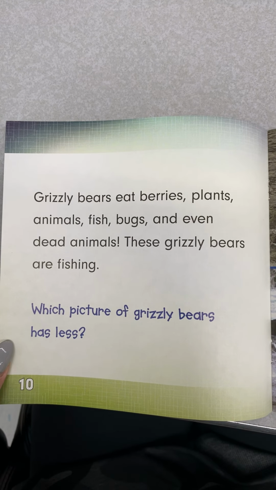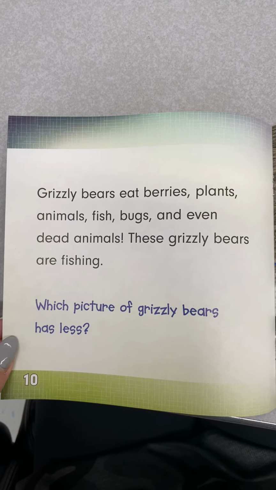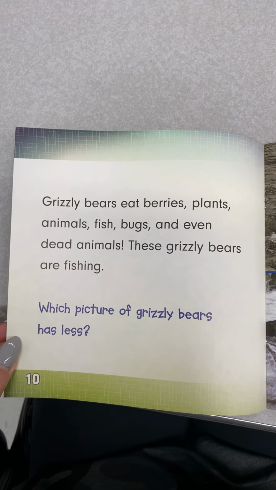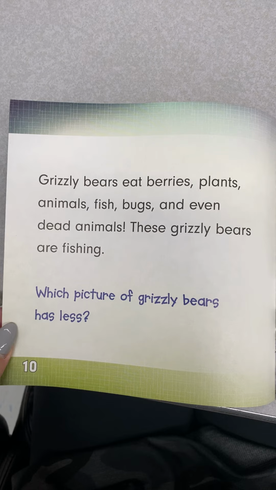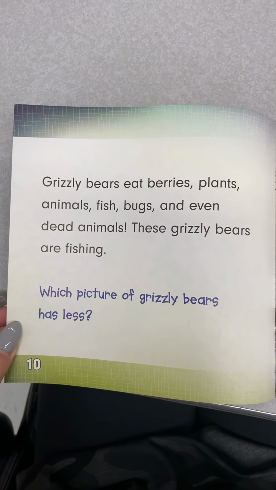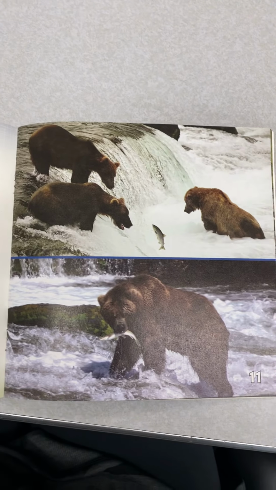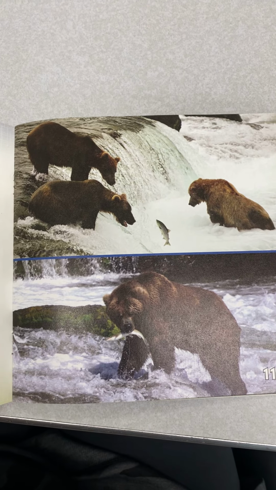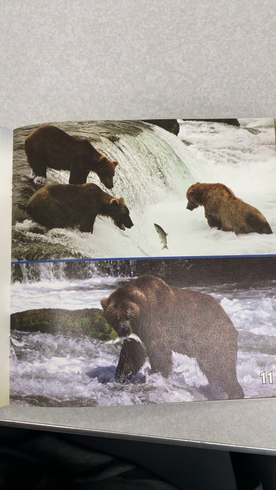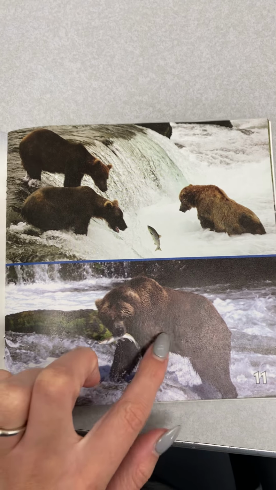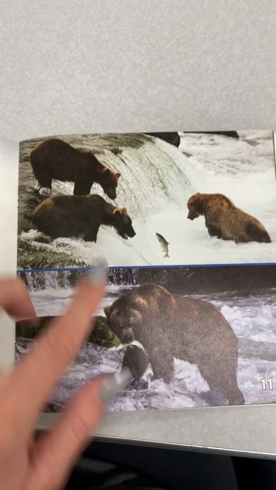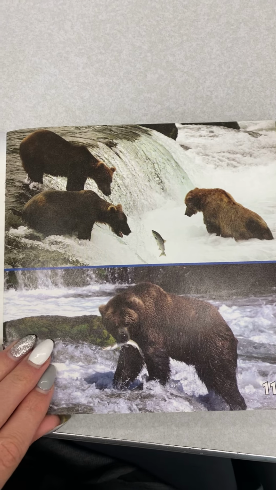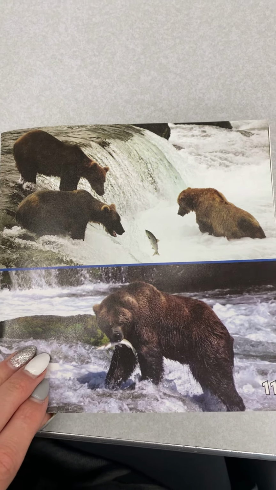Grizzly bears eat berries, plants, animals, fish, bugs, and even dead animals. These grizzly bears are fishing. Which picture of grizzly bears has less? So which picture at the top or the bottom has less? Well, remember, less means smaller, so this is less because there's only 1. On the top, I see 3 grizzly bears. How cool, they're catching fish right out of the stream.